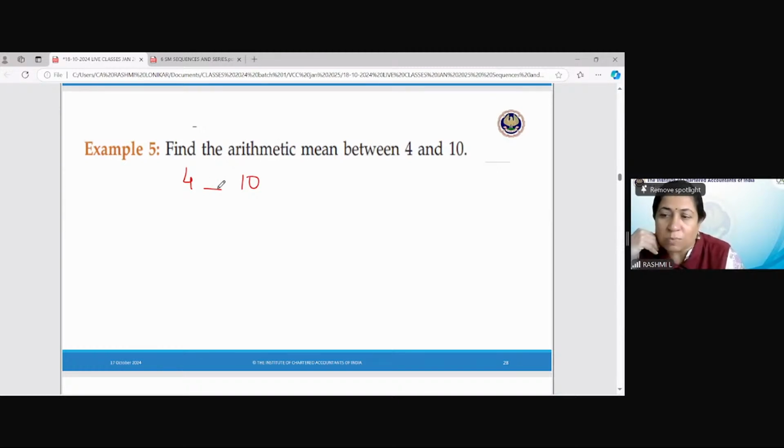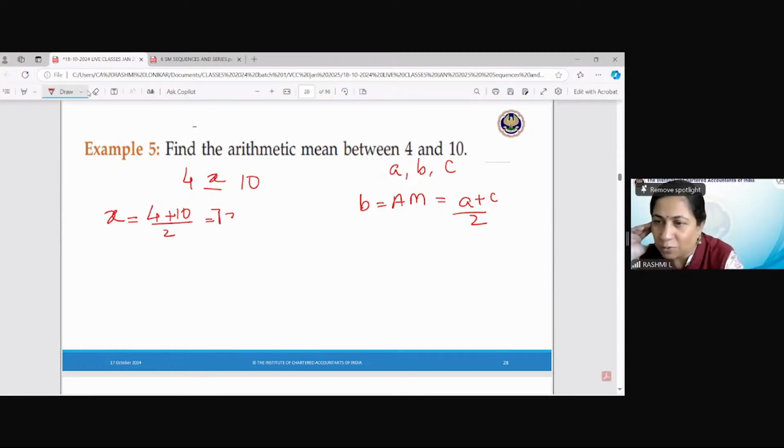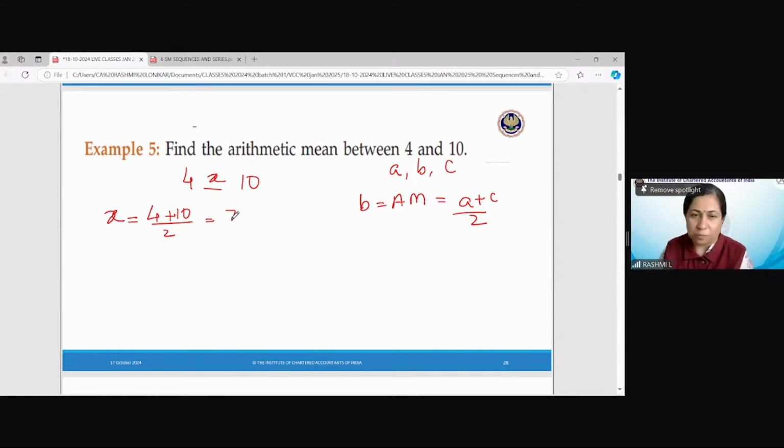If the mean you are inserting between two numbers, then that sequence will anyway be arithmetic. So if I call this x, what did we say? a, b, c. If three numbers are in this series, then b, the arithmetic mean, is equal to a plus c upon 2. So this will be 4 plus 10 upon 2, which is equal to, sorry, 14 upon 2, which is equal to 7. Okay. So you can even get these simple types of sums also.